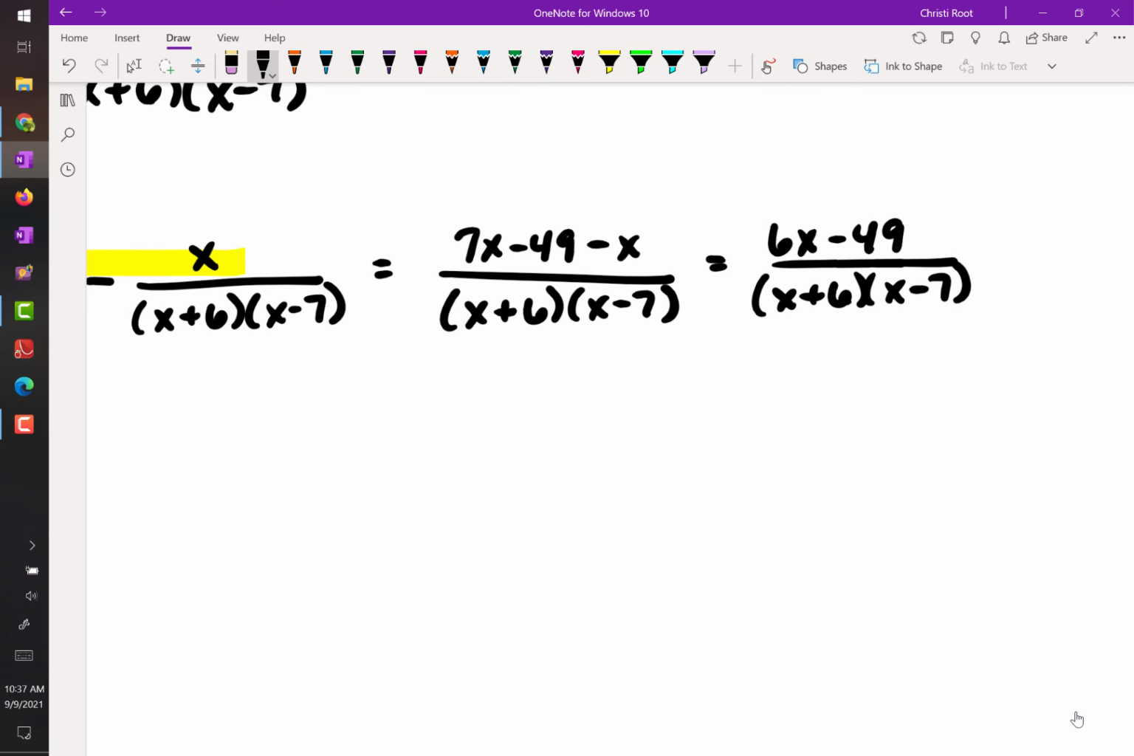Then you just have to stop and look at it and ask, can I factor the top? No. Even if I had a GCF, I wouldn't be able to cancel it with anything in the denominator because those are binomials. I might have leftovers the same, but I don't. So I'm done.